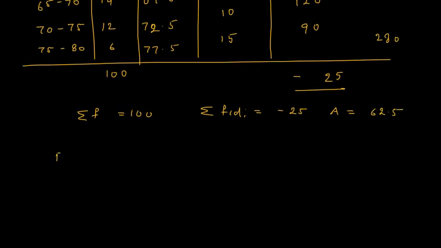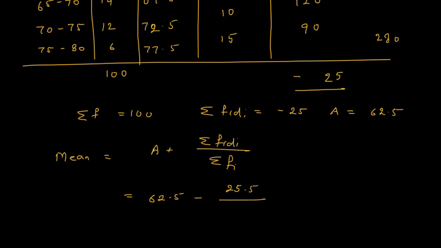So therefore the formula for mean: first we write a plus summation of fi di upon summation of fi, that will give us 62.5. Summation of fi di is a negative value, so it is minus 25, divided by 100.